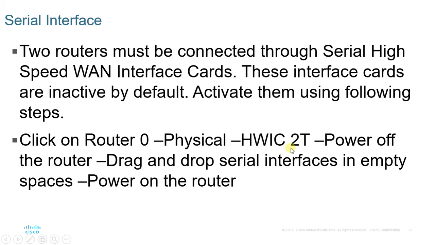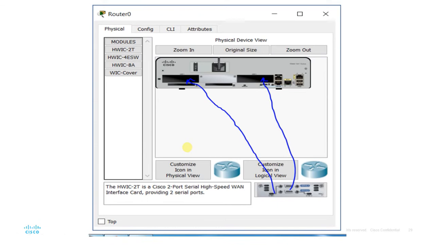This particular interface card we are going to use is nothing but a WAN interface card, and then we have to power off the router, drag and drop the serial interfaces in the empty spaces, and power on the router. So these serial interfaces we have to activate using these steps. We will see how to do this procedure, we will learn.